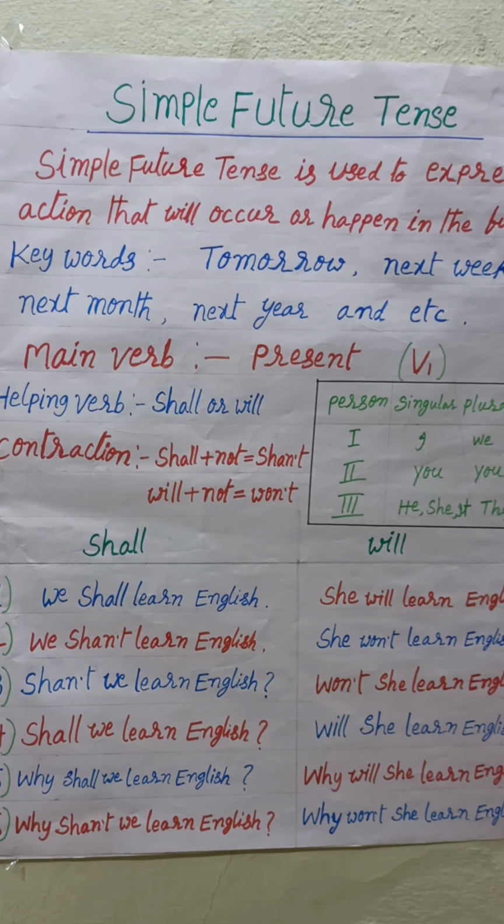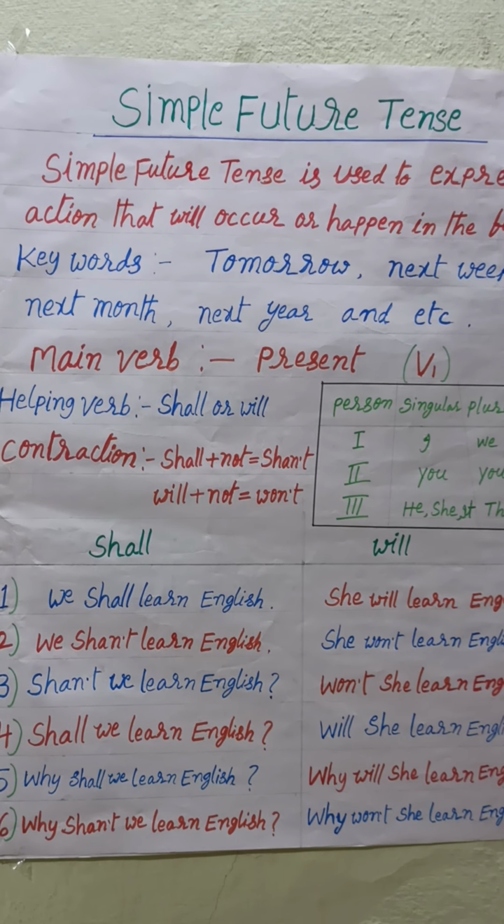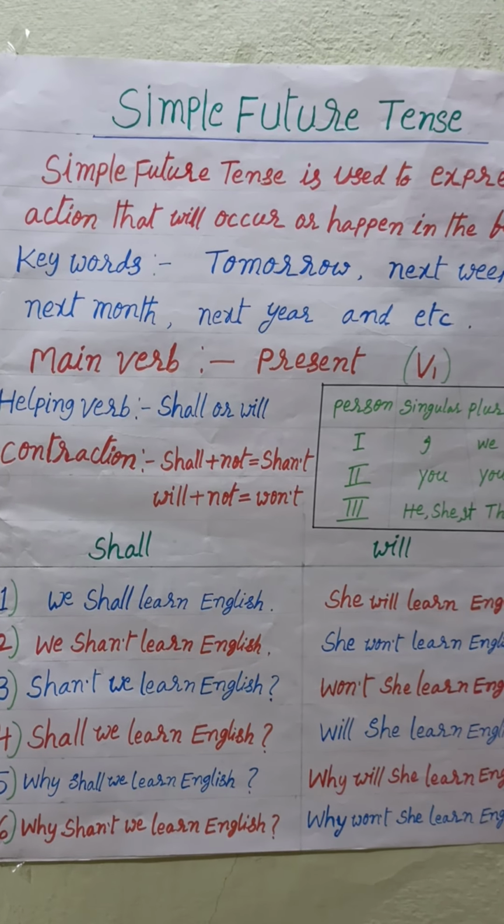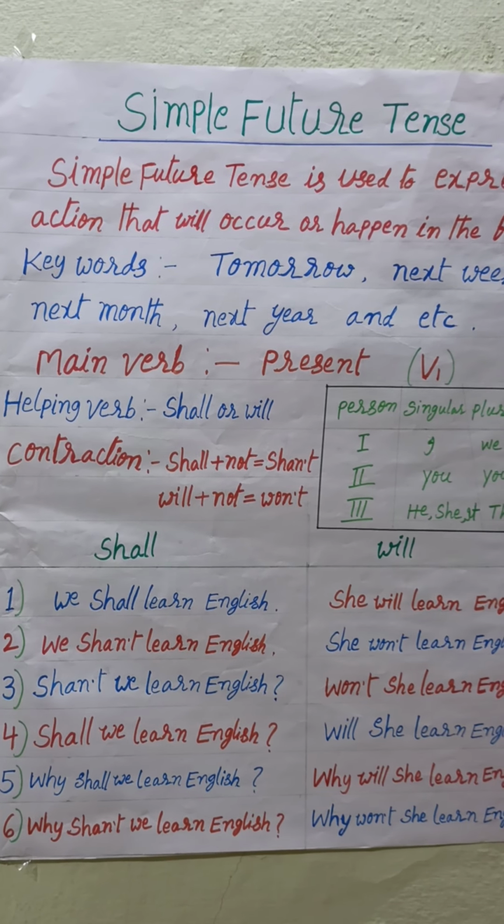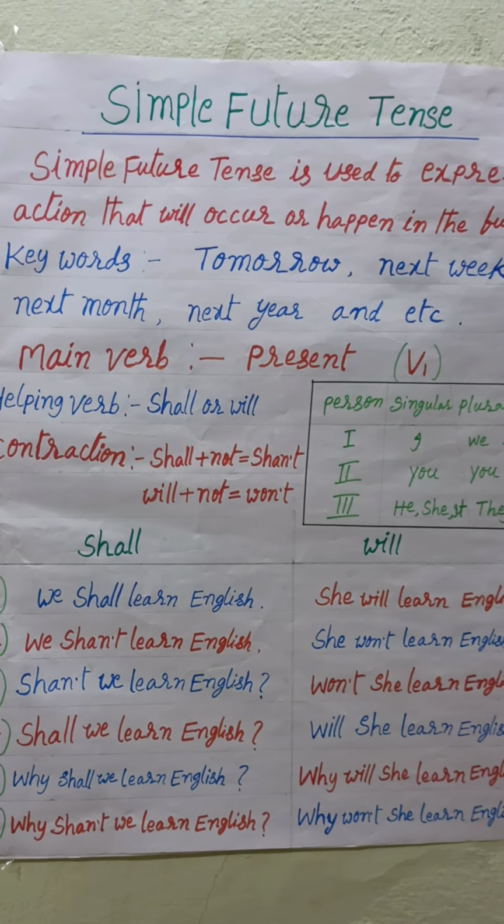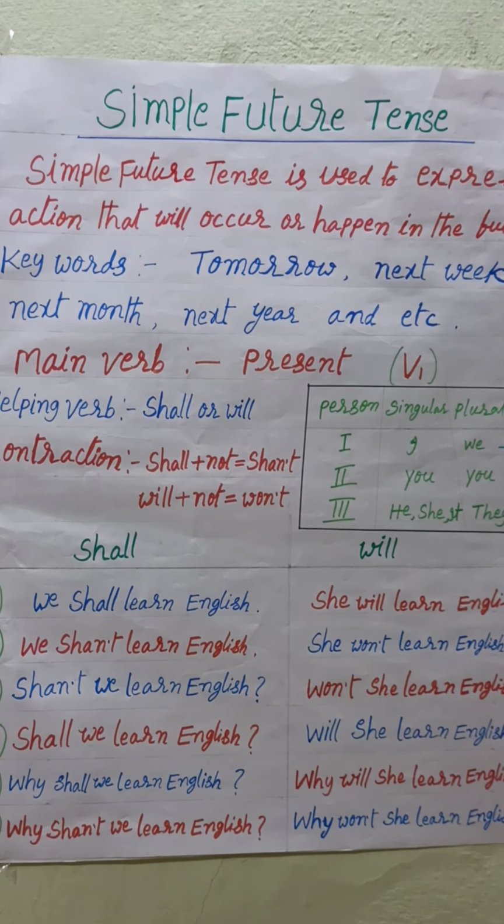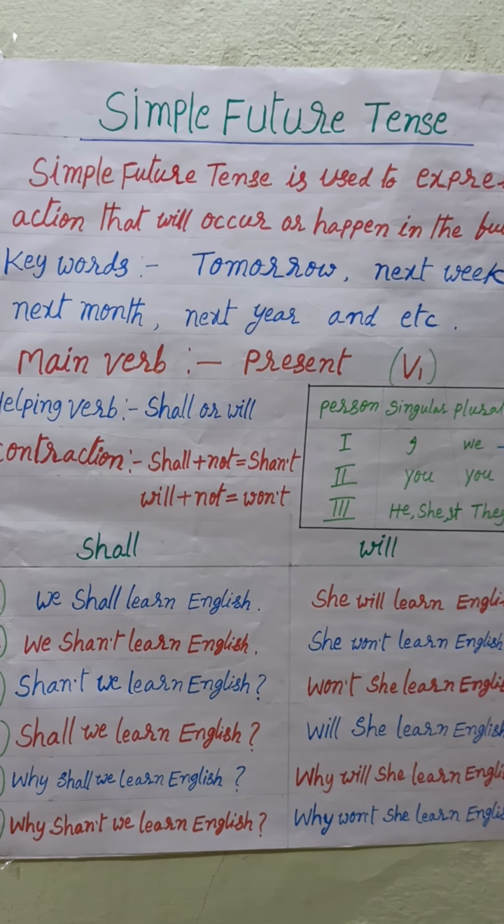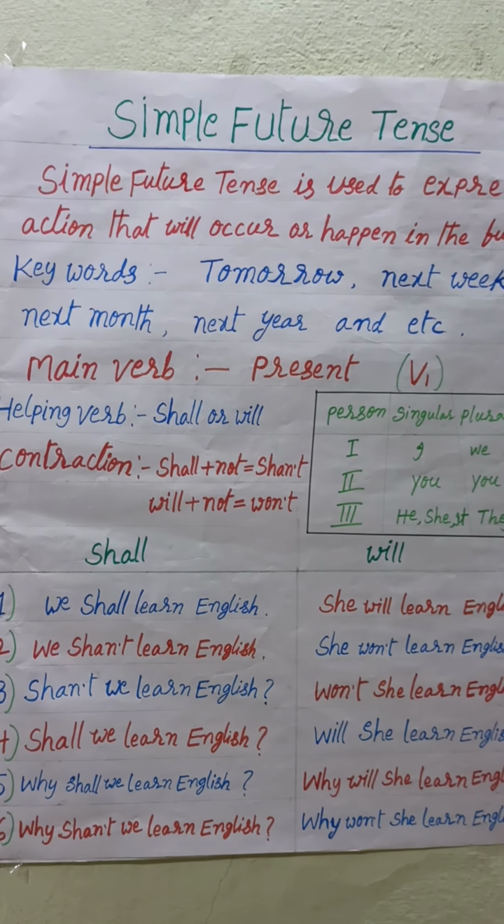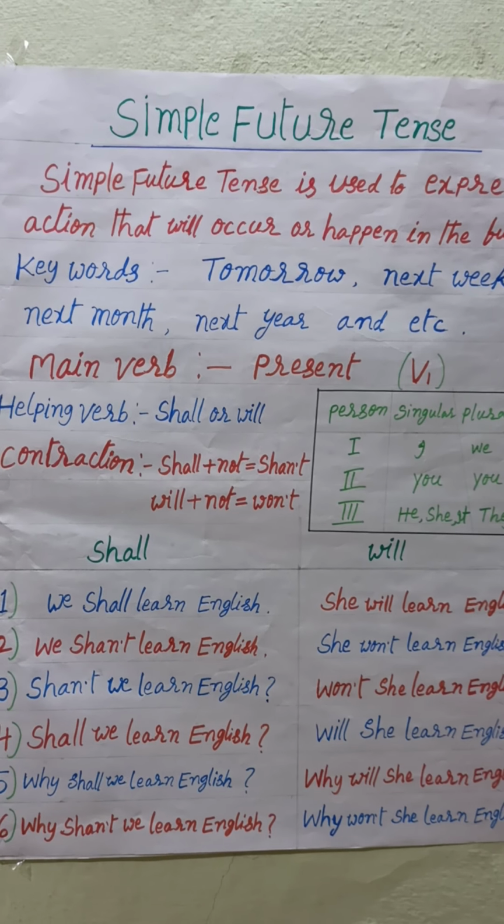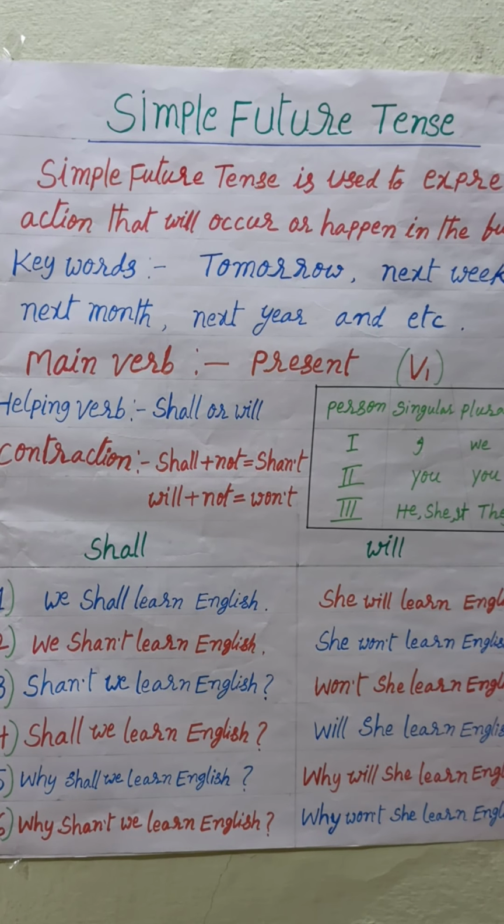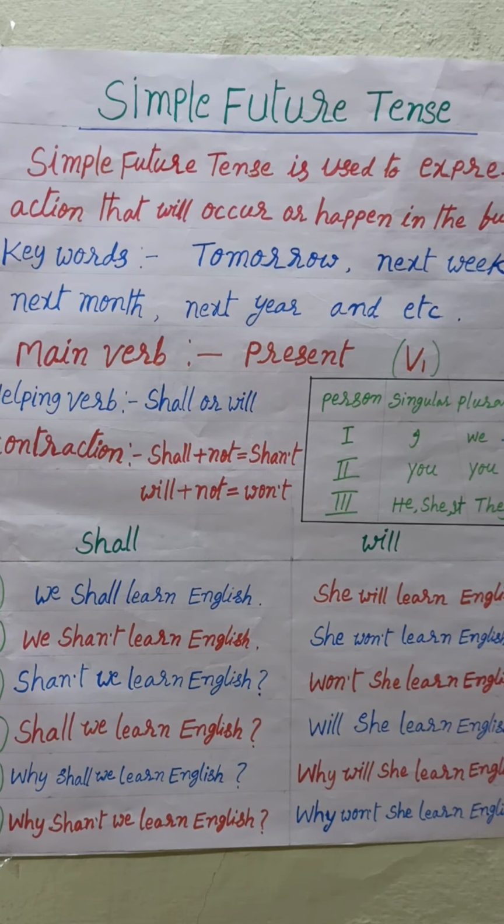Next month, for example, they will buy a car next month. Next year, for example, we shall go to Singapore next year because this year is problem of corona.